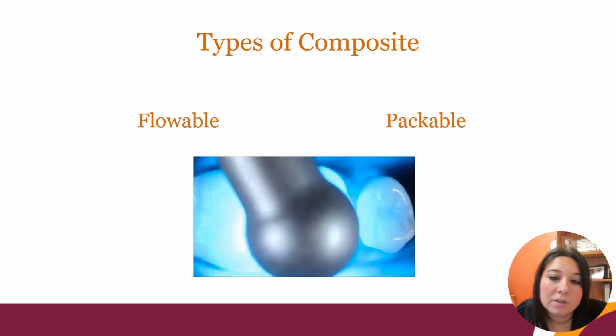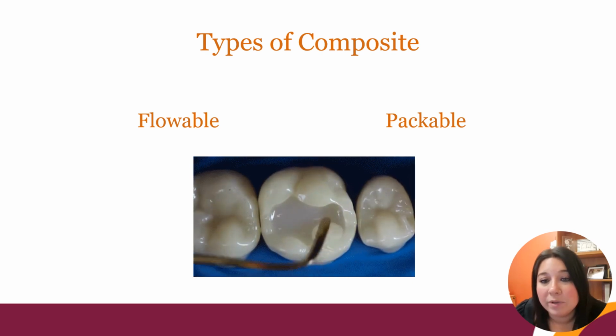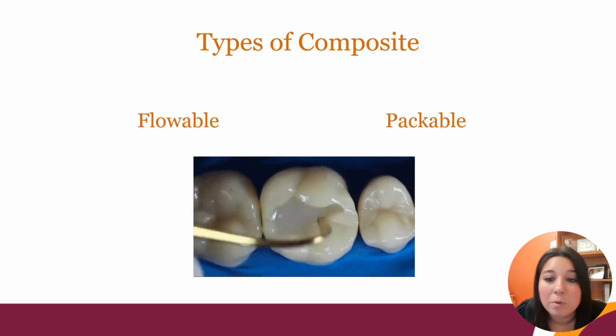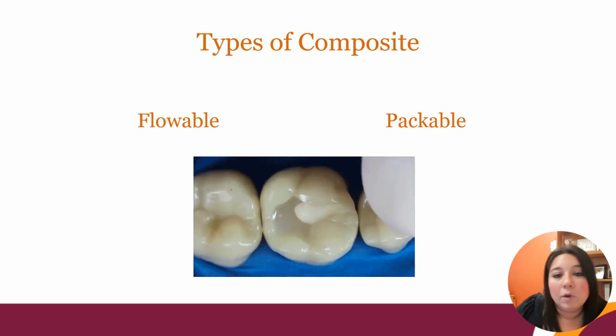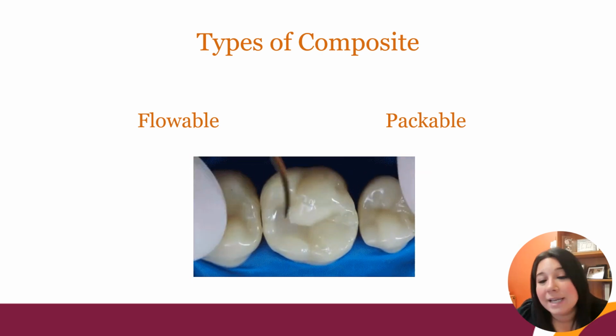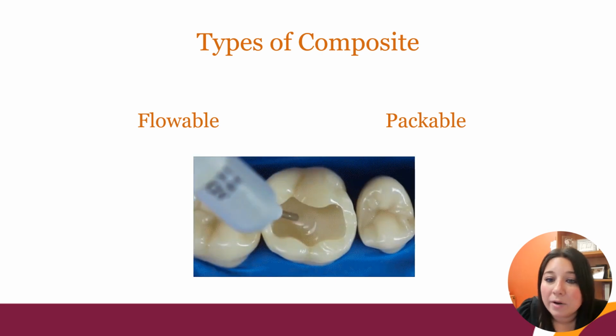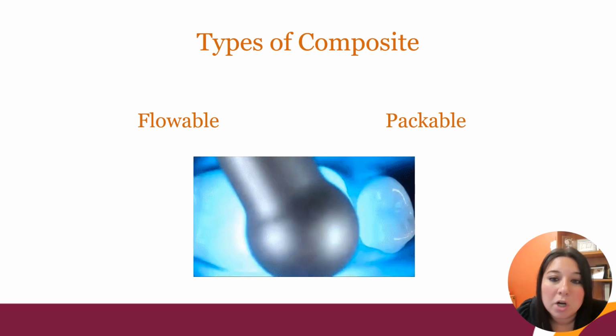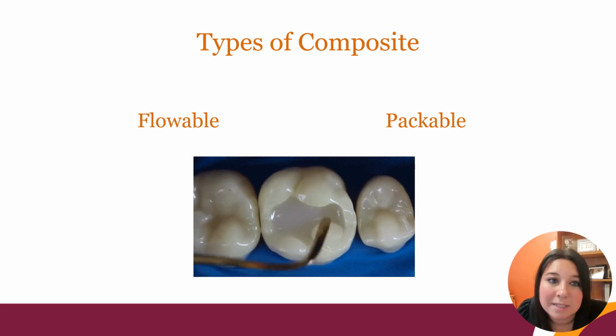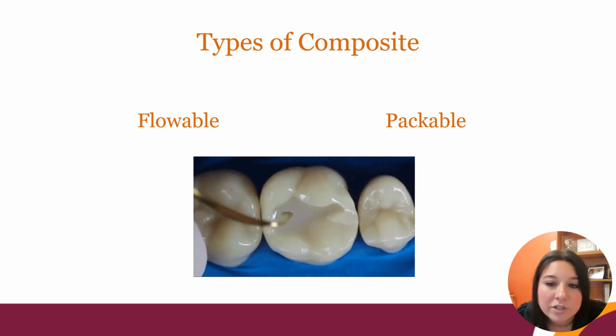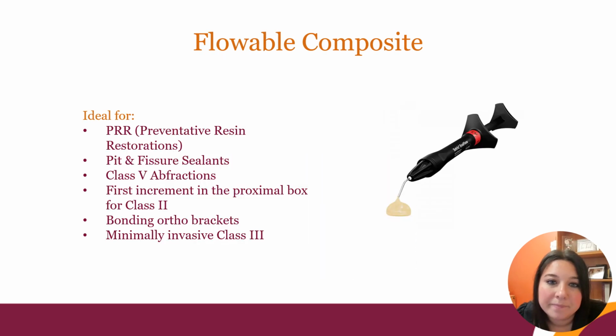So there are two basic types of composite that we will see in the dental offices: flowable and packable. Flowable is less viscous, it can flow into those empty spaces, while packable is closer to a Play-Doh consistency and needs to be pushed, condensed into empty spaces. There are some advantages and disadvantages for each type.